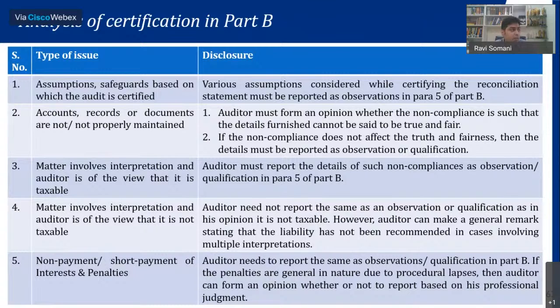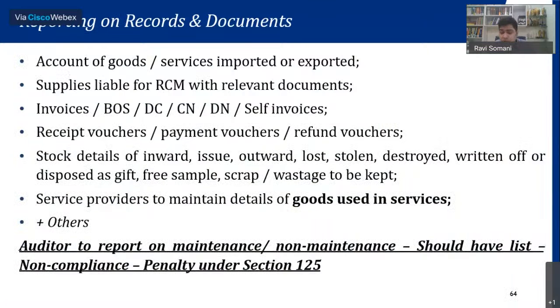If somebody is not making the payment of interest, then you can put an appropriate remark in Part B, unless you feel that interest is not payable as per your professional judgment or opinion. Where you are not able to form a proper professional judgment or opinion, it is suggested to ask the client to take an expert view and keep documentation of the same, so that these things can be justified at a later date.